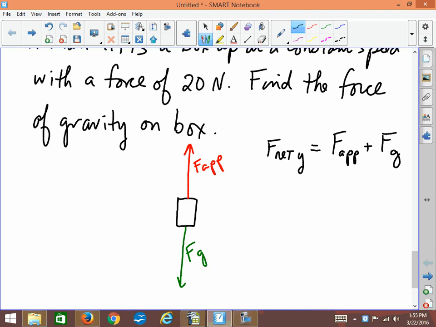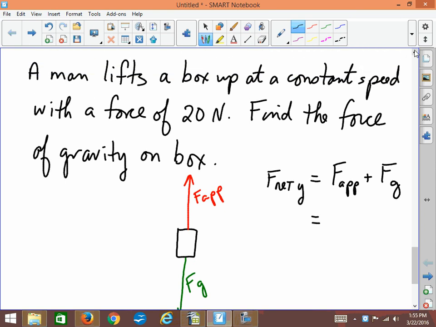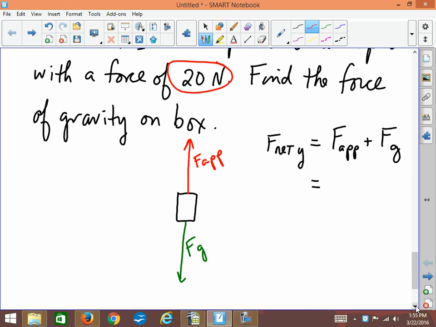So far we haven't even thought about the answer or what we're doing. We're just following the process. Now in this case, we have a number for how much he's lifting with. There is the force that he's lifting the box. So that is the F applied number, 20 newtons. So that goes right here, 20. The force of gravity is what we're looking for, so obviously we're not going to be able to do anything with that. And then F net y equals, according to Newton's second law, ma.